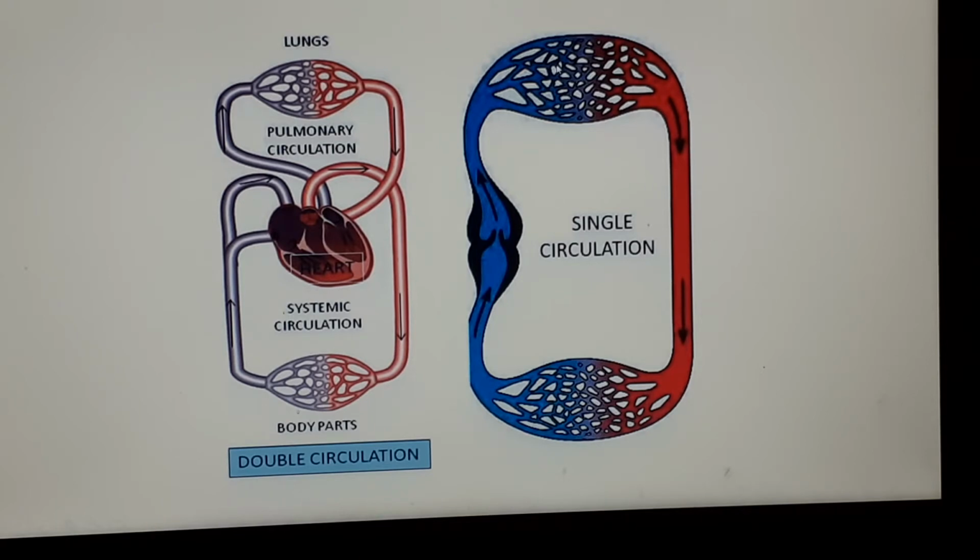See here, this is a single circulation. How does it happen? The pure blood comes; the red indicates the pure blood. It goes on reducing. See here, it goes on reducing. At last, it carries the carbon dioxide in it, and it forms the veins, and it goes up, and like that it happens. This is called the single circulation.